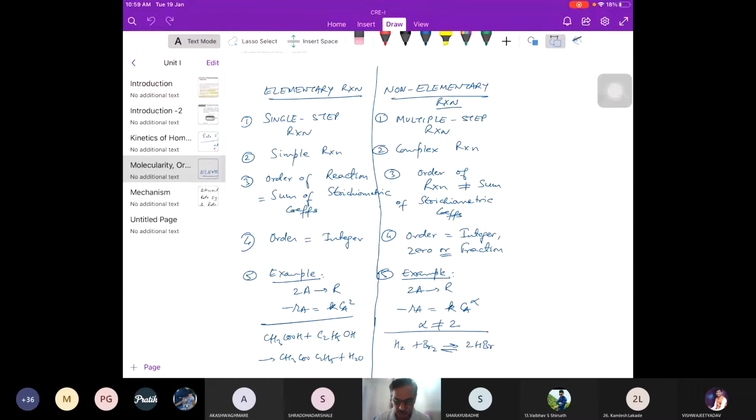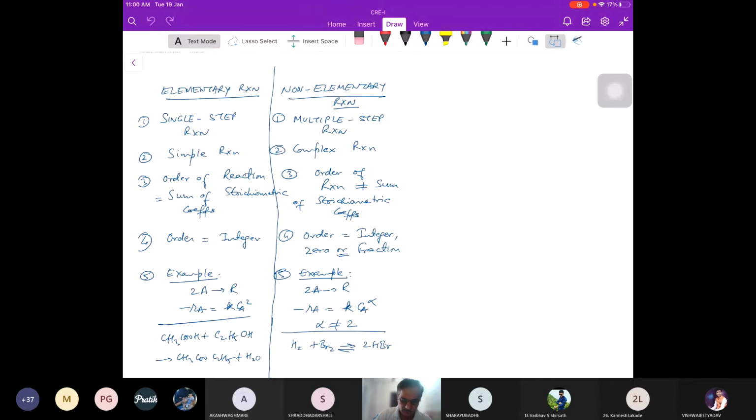And non-elementary reaction is multiple step reaction. It may be involving some other steps, which we'll see later. How are they involved? But it is not a single step, it is multiple steps involved in a single reaction. What we see as a reaction is actually overall reaction, but actually there may be more than one step involved in it. Okay, that's why elementary reaction is simple reaction and non-elementary reaction is complex.